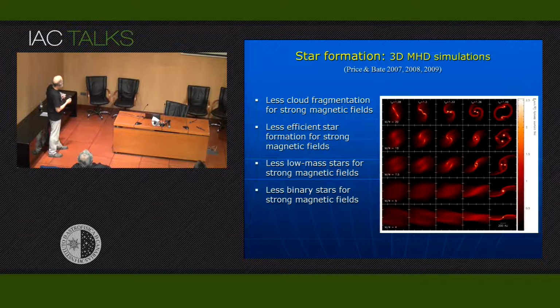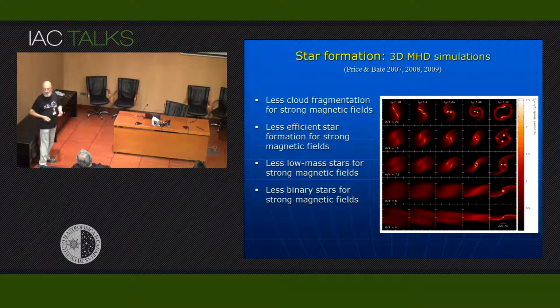This is a time sequence here for increasing magnetic field strength. The fragmentation of the cloud is slowed down, whereas in the non-magnetic case it is fragmented much faster. In the case of non-magnetic fields, you get a double star in the cloud, whereas in the strong magnetic field case, you get only a single star. So the fragmentation of the cloud is modified. There's less star formation for strong magnetic fields, and there's a lower probability to get binary stars.